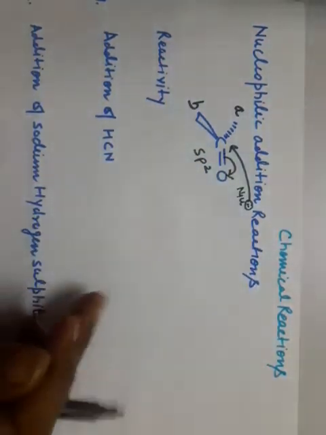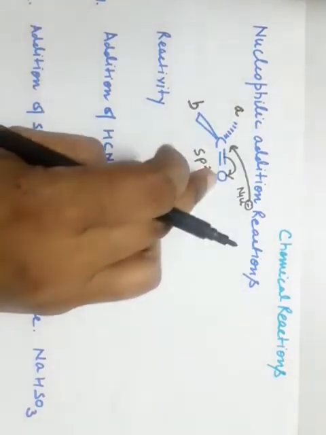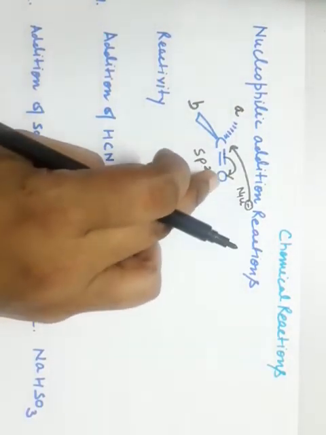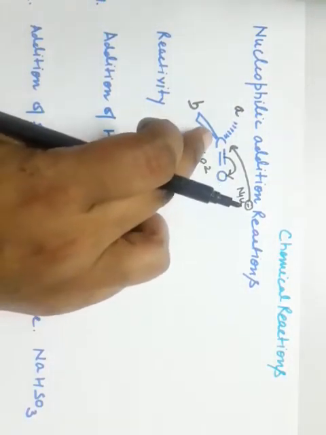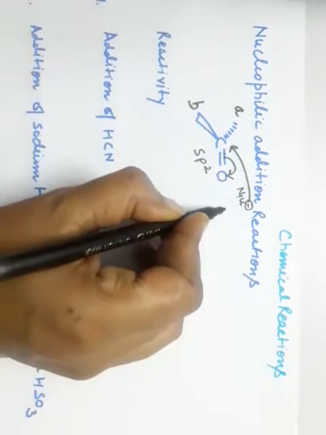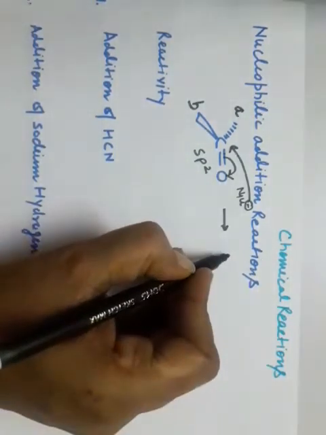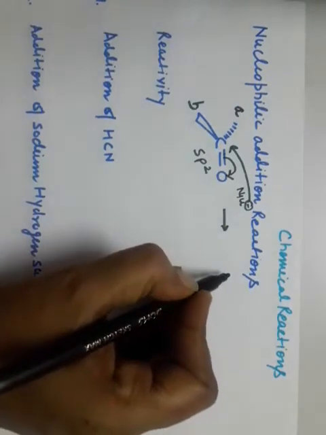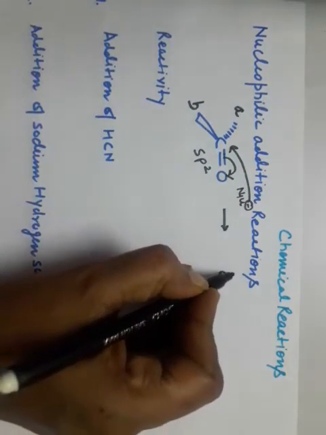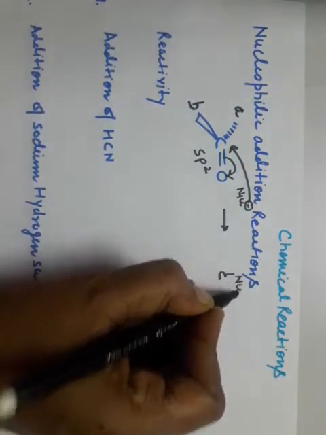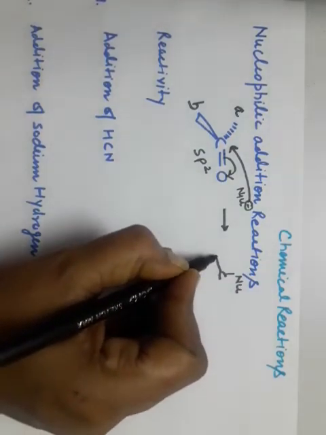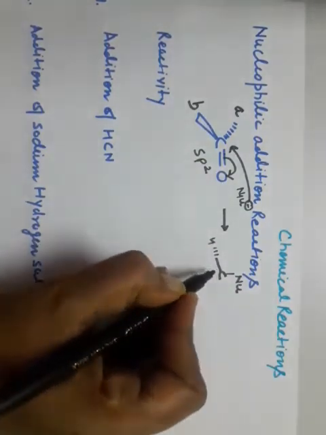Why does the nucleophile attack the carbon side? Due to the presence of polarity. Oxygen is partially negatively charged and carbon is partially positively charged. At this stage, an intermediate is formed which has tetrahedral geometry. It occupies tetrahedral geometry to reduce repulsion.